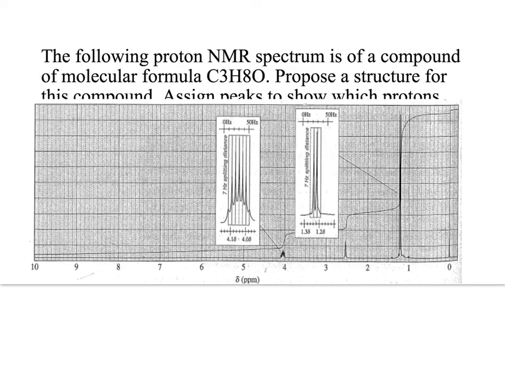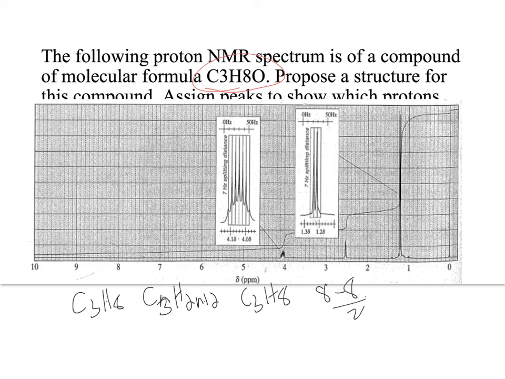Okay, the following proton NMR spectrum is of a compound with a molecular formula of C3H8O. Propose a structure and assign those peaks. Okay, well, once again, let's do units of unsaturation. C3H8, it's 2N plus 2, so it's 6, 7, 8, C3H8. 8 minus 8 divided by 2 is 0. So there are no units of unsaturation. So there's no carbon-carbon double bond. There's no ring.